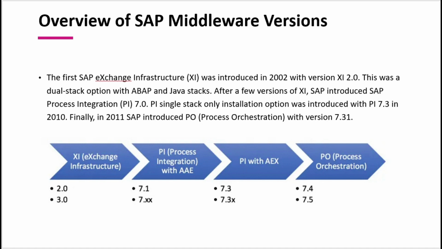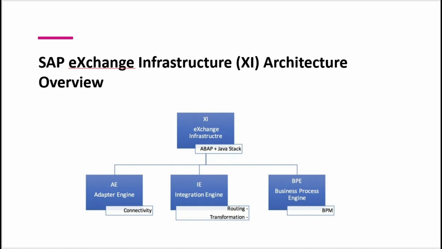SAP Exchange Infrastructure XI architecture has an ABAP plus Java stack, and it works on adapter engines and integration engines, and along with that there are business process engines as well. The adapter engine is for connectivity, the integration engine is for routing and transformation, and BPM is for business process management. It was installed as a dual stack in the NetWeaver installation with ABAP and Java stack. So this is the overall architecture.